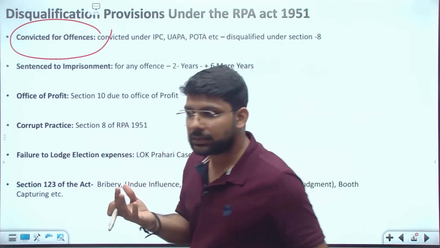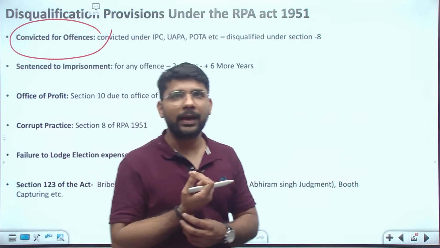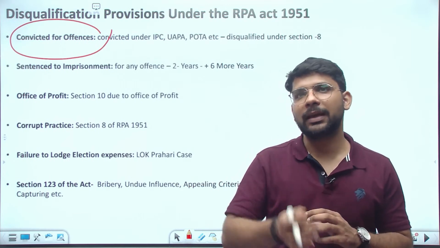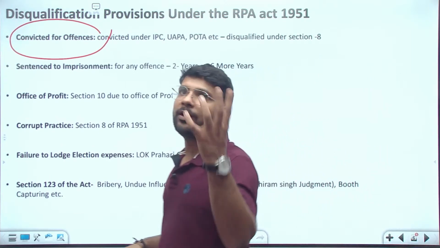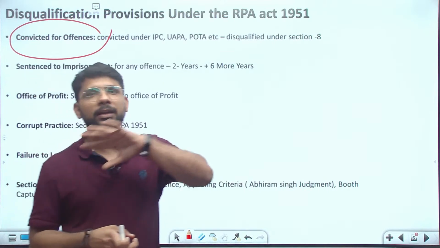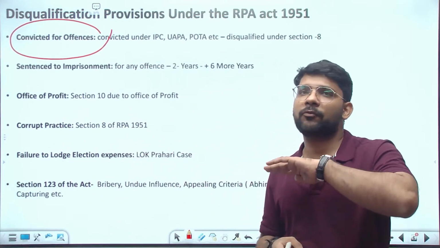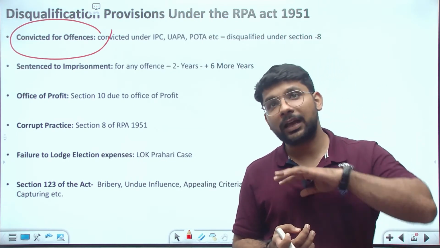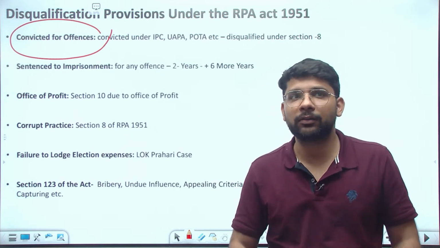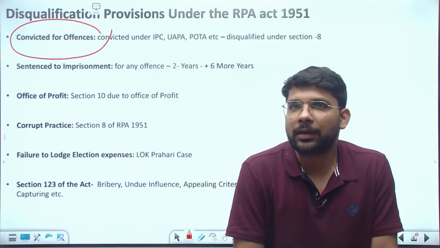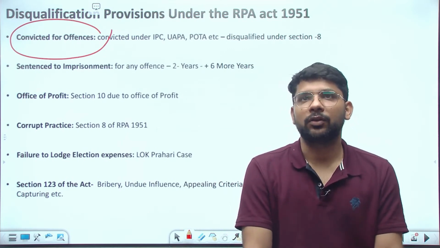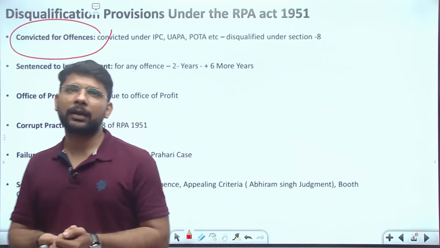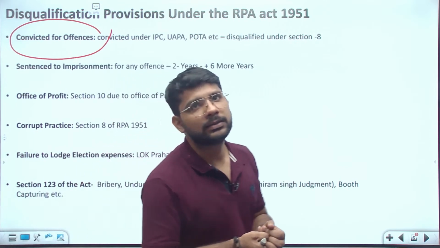Then corrupt practices under Section 8 of the RPA Act of 1951: giving bribes to voters during election time, horse trading of MPs and MLAs, or any corrupt practices related to money being transferred to a foreign country under the Foreign Contribution Regulation Act, or money laundering. If he is found involved in money laundering, then he can be disqualified under this Act.